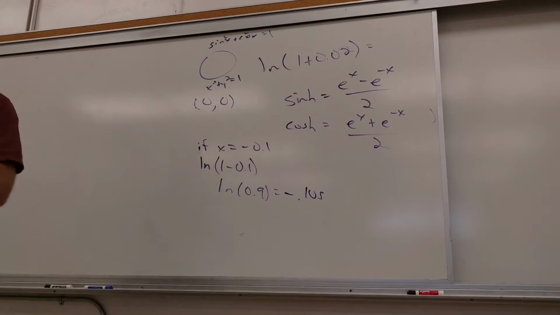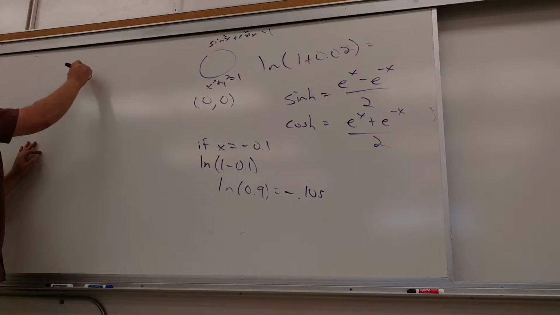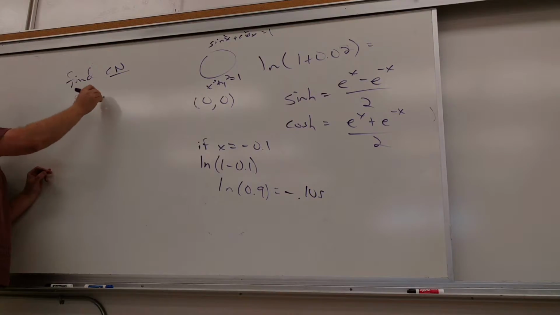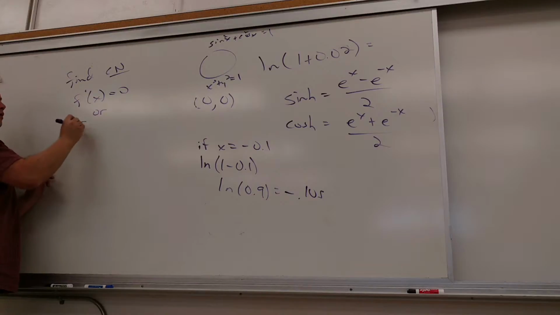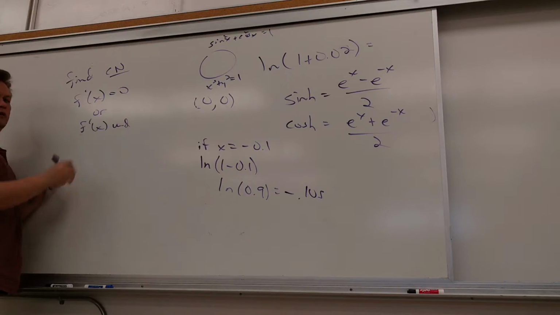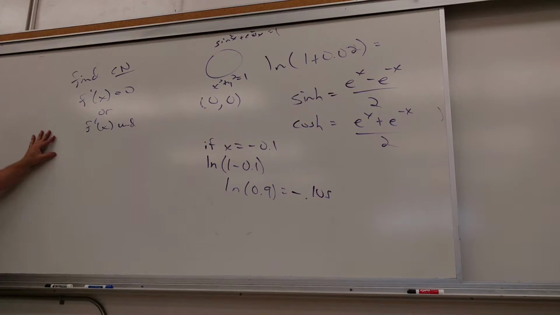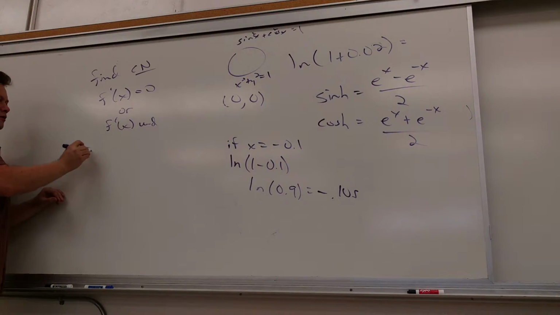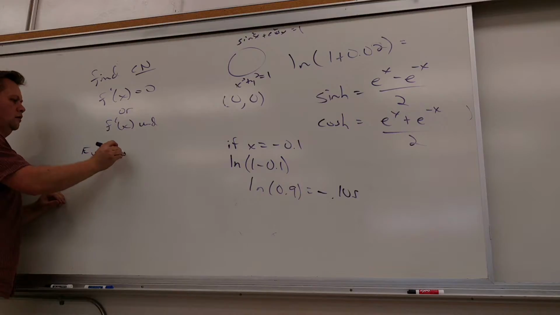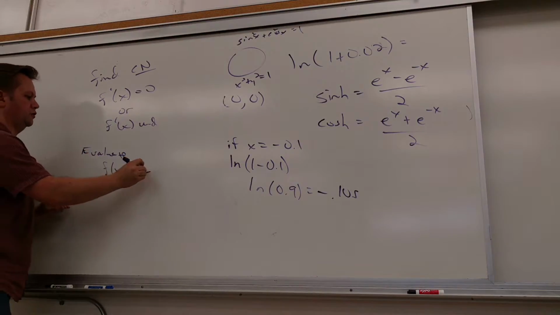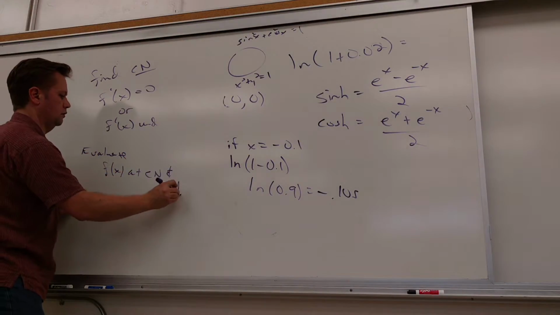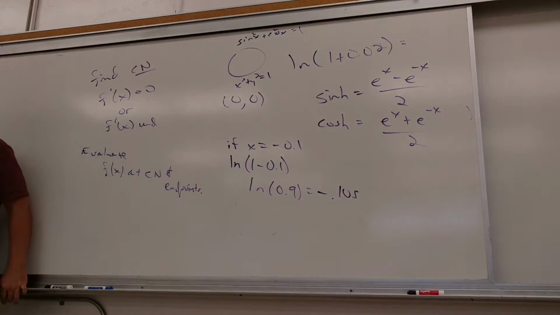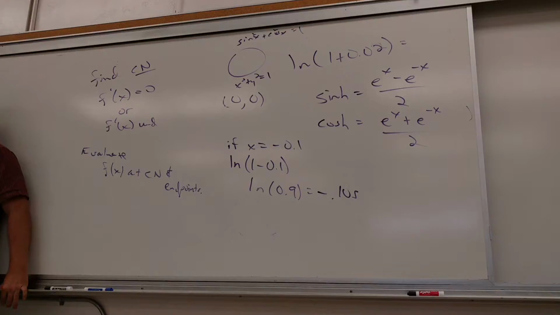So the process is you find the critical numbers. How do you find critical numbers? Set the derivative equal to 0 or derivative undefined. So that's how you find all of your critical numbers. And then you evaluate f of x at the critical numbers and the endpoints. And then you see who wins.